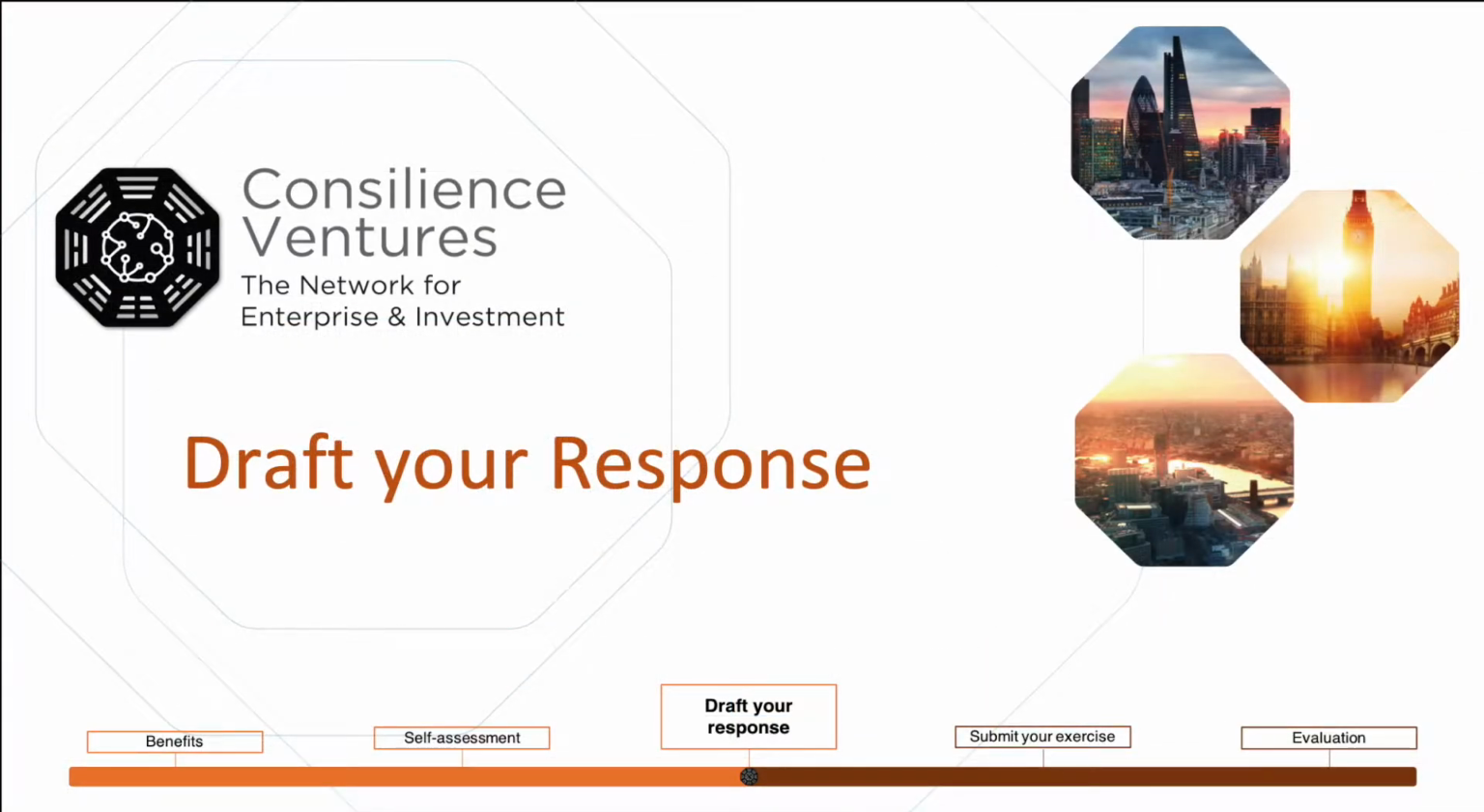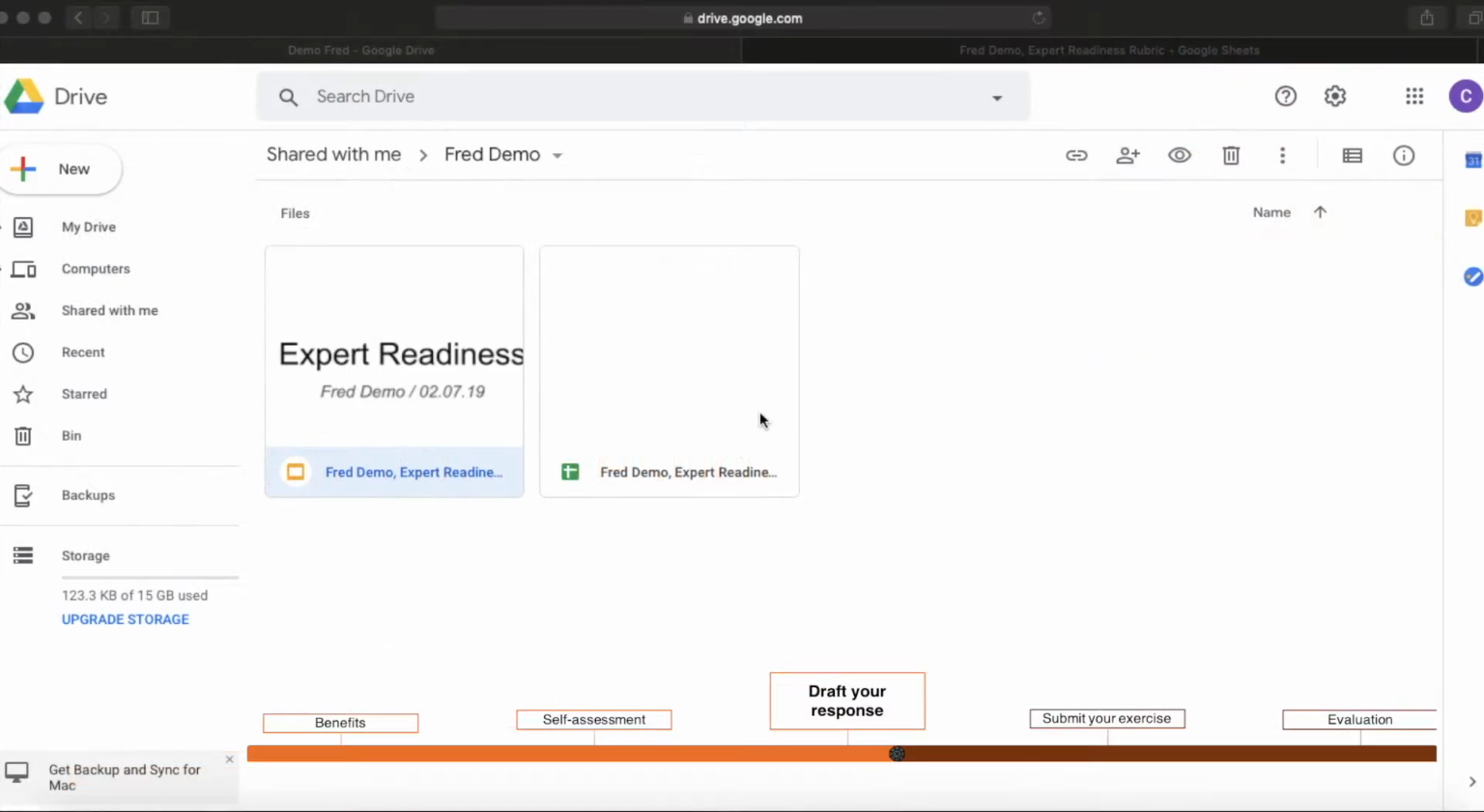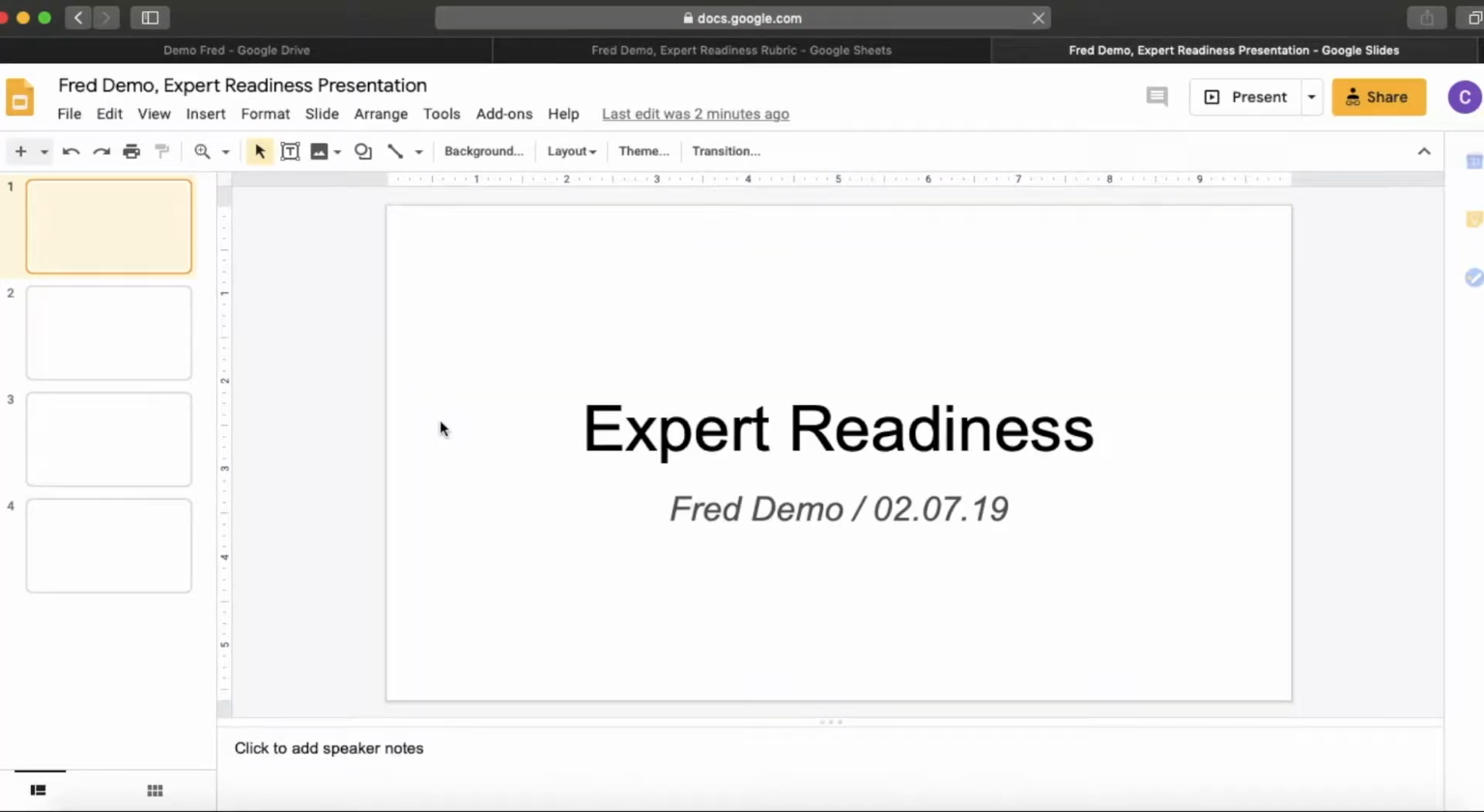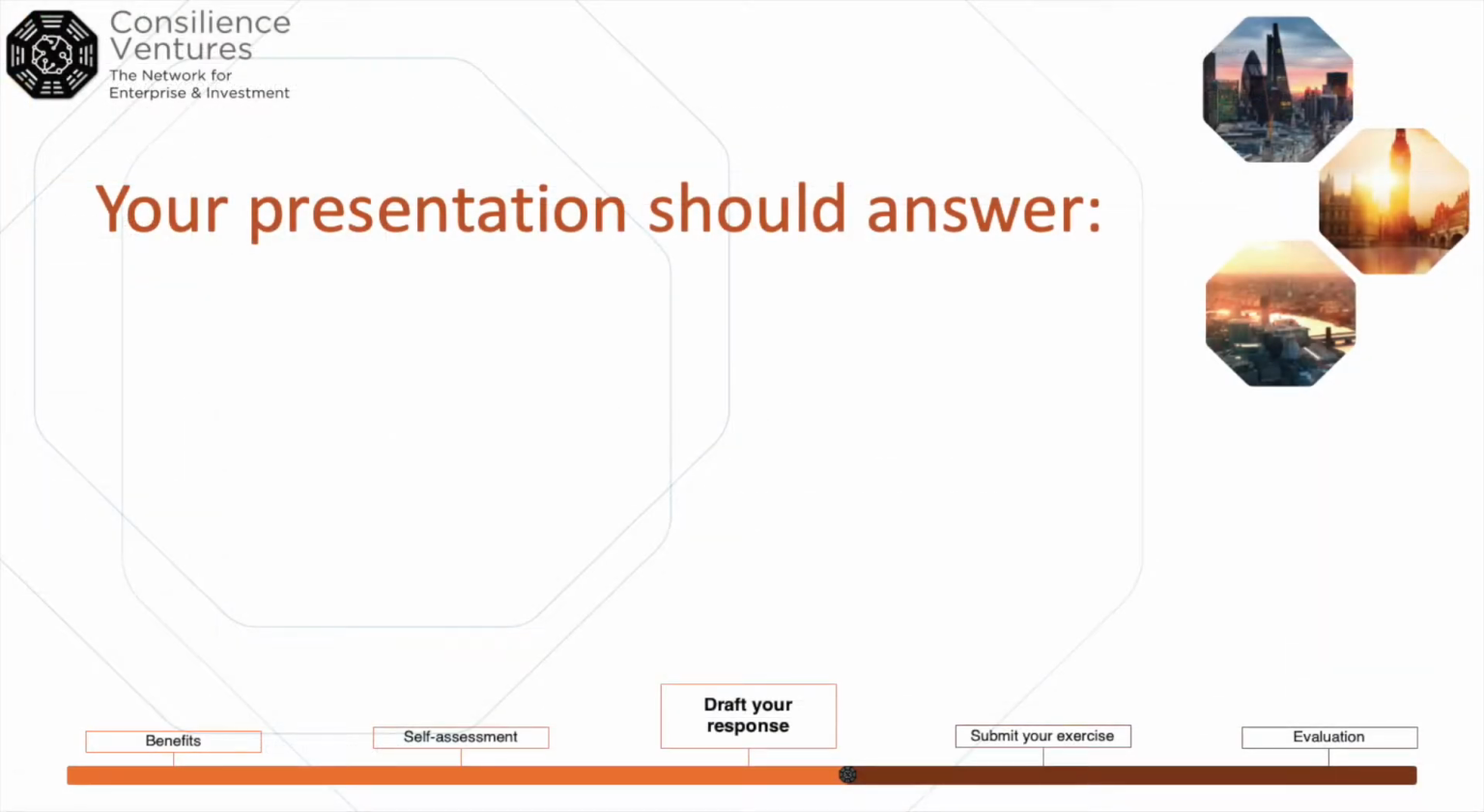For both attributes, your response should come in the form of a 3 to 5 minute presentation. You can find the Expert Readiness presentation template in your application folder, where you'll find a presentation template already prepared for you. For each attribute, your presentation should answer the following questions.